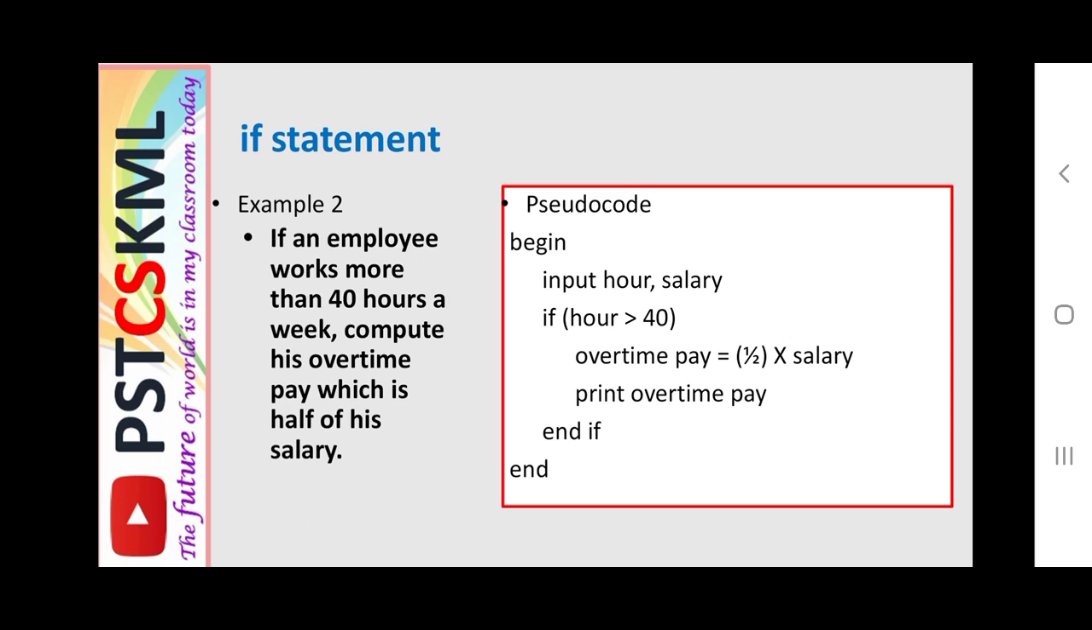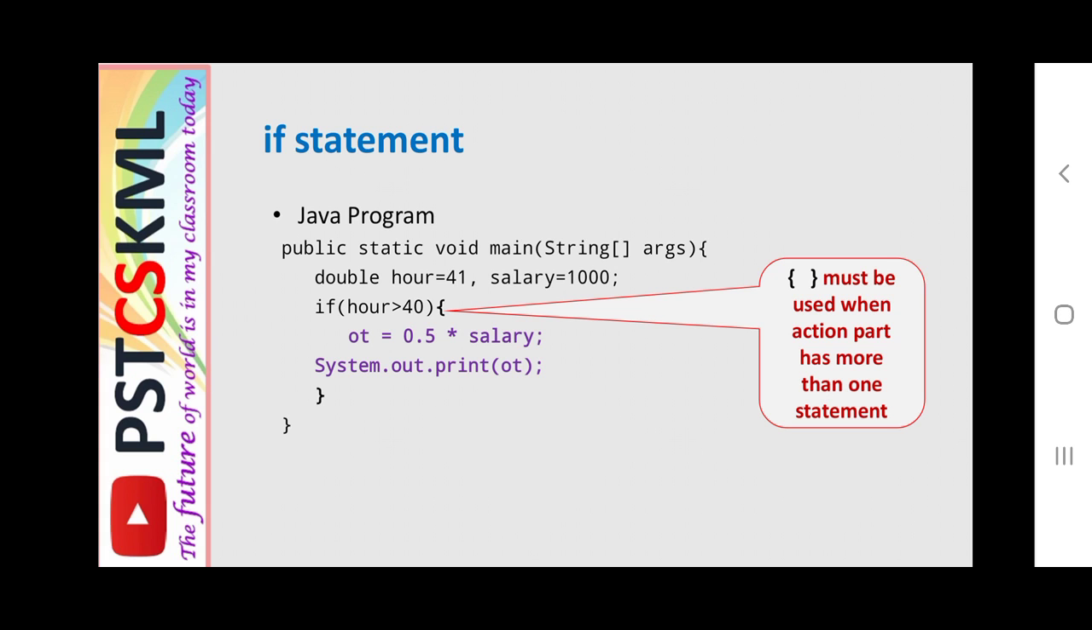Okay, so now we change the question to pseudo code. I know you already have experience with pseudo code, so just go through it first. This is an example of pseudo code. So how do you change the pseudo code to coding? If hour more than 40, you have to write braces. So if possible, please write left braces and right braces for Java statements that have more than one statement. Okay, if hour more than 40, left braces, then you write your statements. After you finish your statements, right braces.